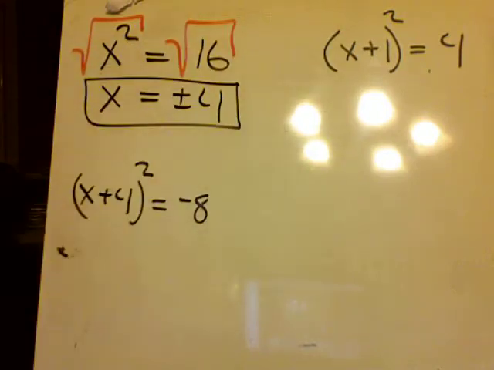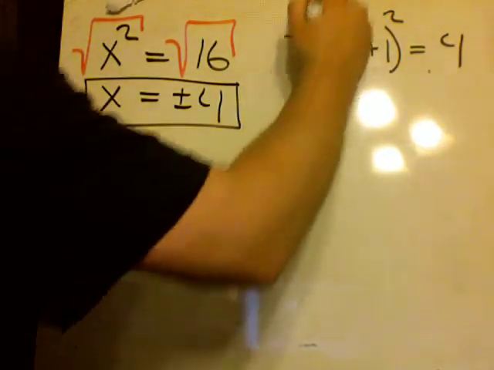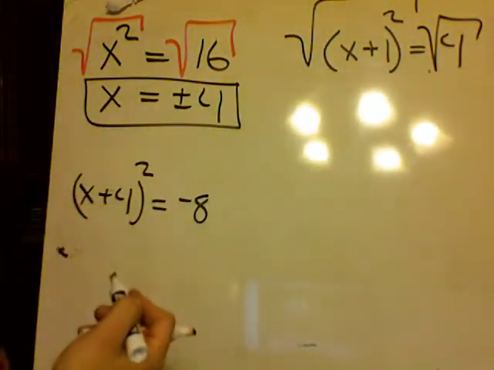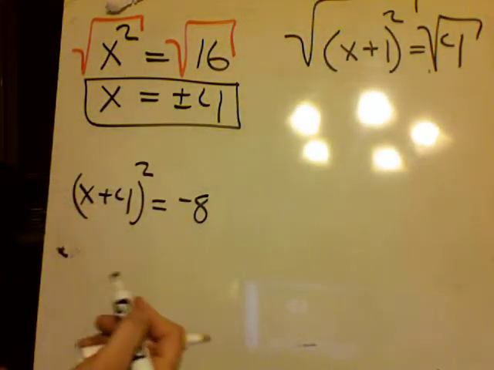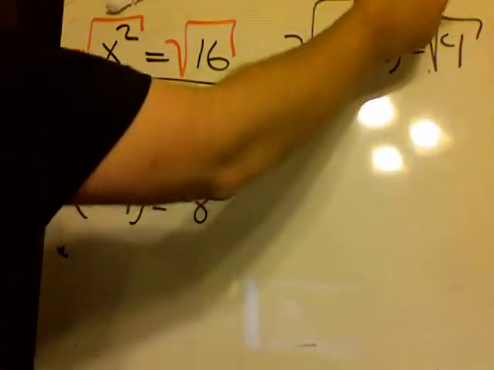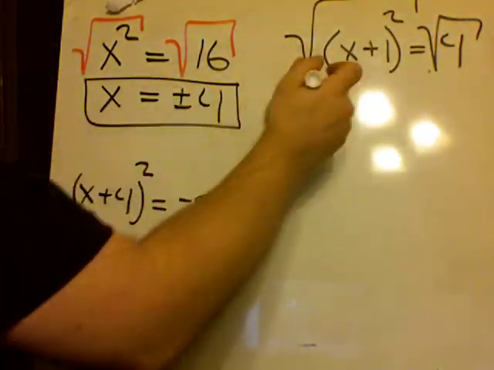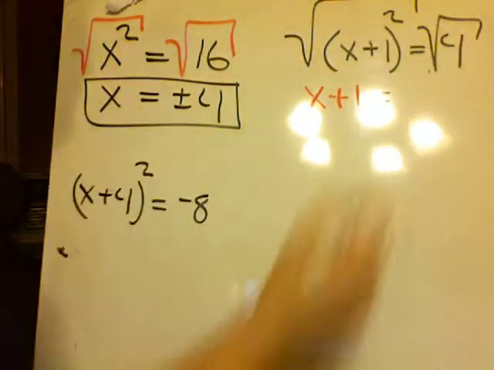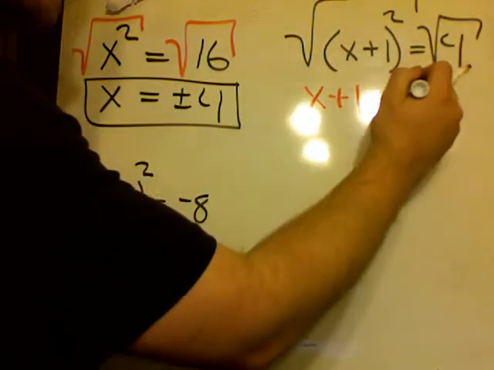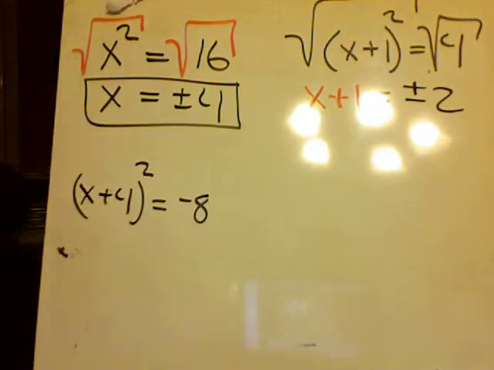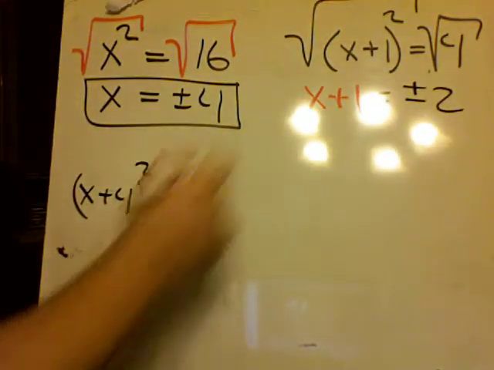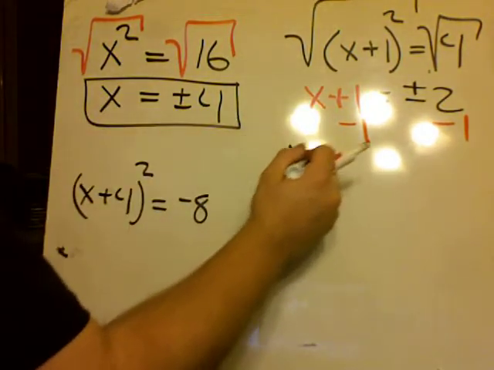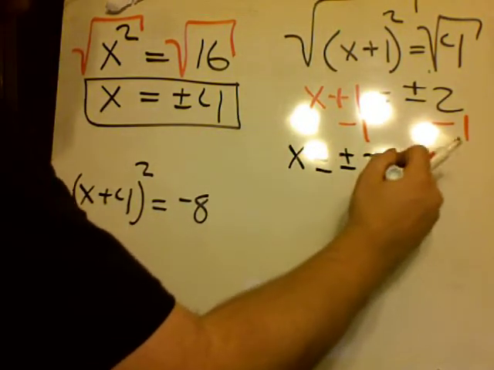This problem over here, I can do the same thing. Square root of both sides, right? Whatever I do to one side, I have to do to the other side in order to keep the balance. So the square root of the square is just what's inside, so that leaves me with x plus 1 equals the square root of 4, which is, very important, plus or minus 2. So I subtract 1, subtract 1. So I've got x equals plus or minus 2 minus 1.